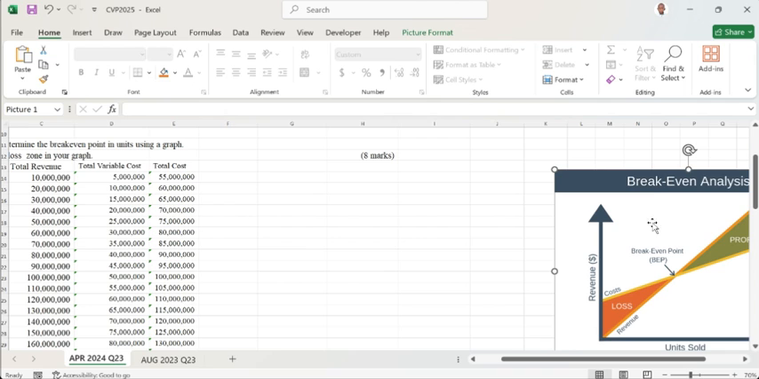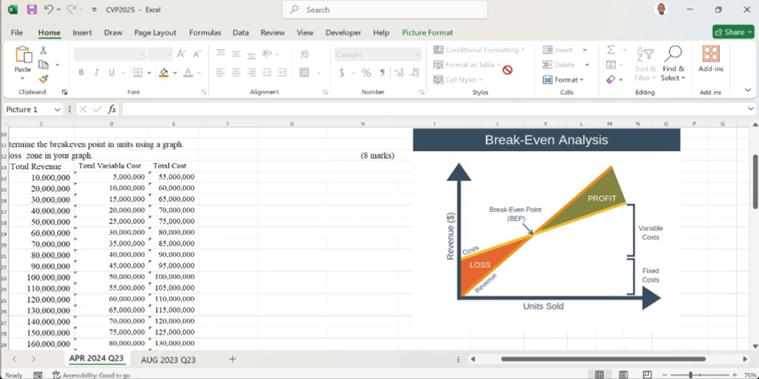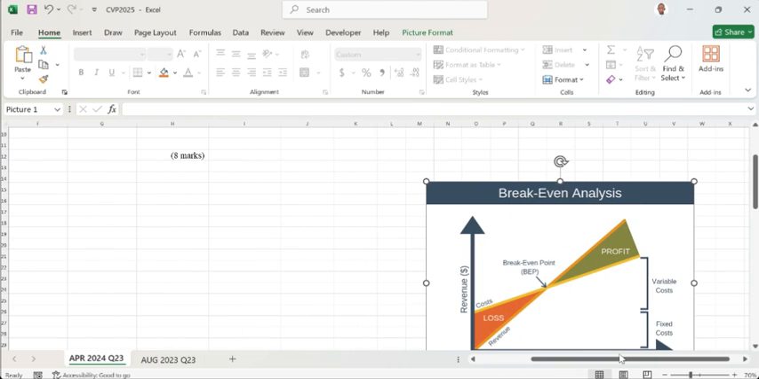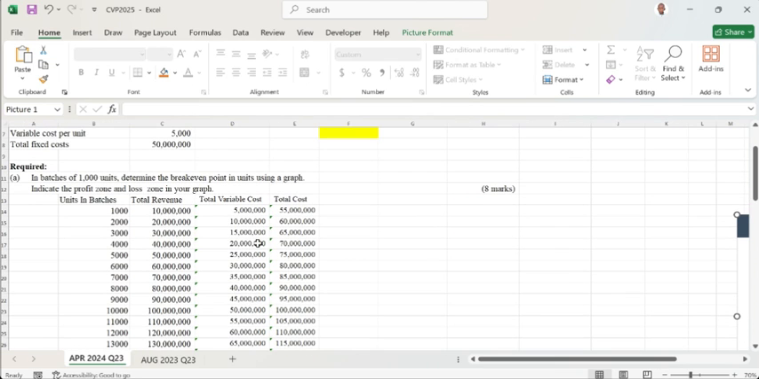So let me put this. We need something of this nature. The question is, in batches of 1000 units, determine the break-even point using a graph. Indicate the profit zone and loss zone in your graph. Okay. So this one still goes back to Geraldine until we finish A.